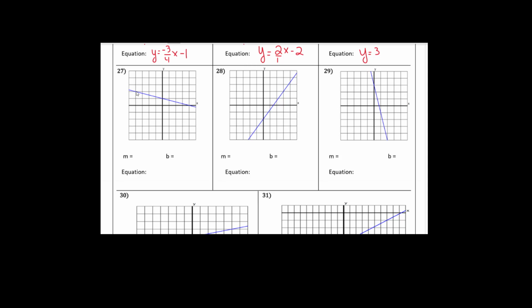Here you find two good points. The rise would be negative 1, and then the run would be 4. So this would be negative 1 over 4. And my b is positive 1 because the line touches the y-axis at 1. So my equation is y equals negative 1/4 x plus 1.